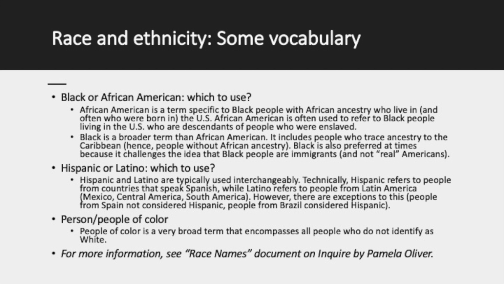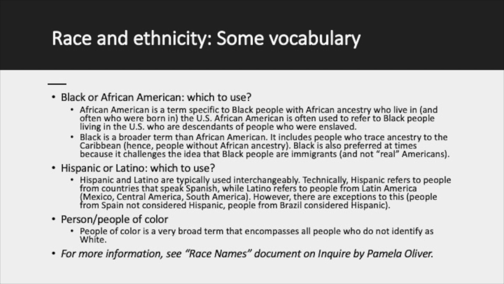Black is also preferred at times because it challenges the idea that Black people are immigrants and not real Americans. So the hyphenating of African American implies that there is some separation from being American. So Black is also used as a common way of describing Black people or African Americans, if the overlap is appropriate there.